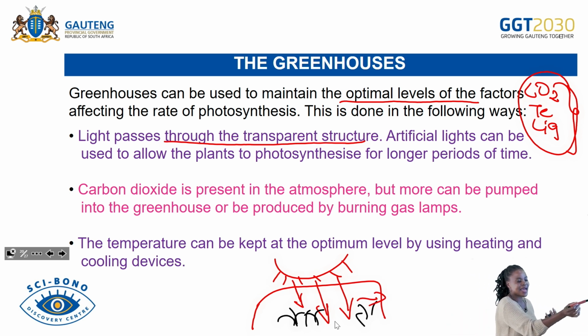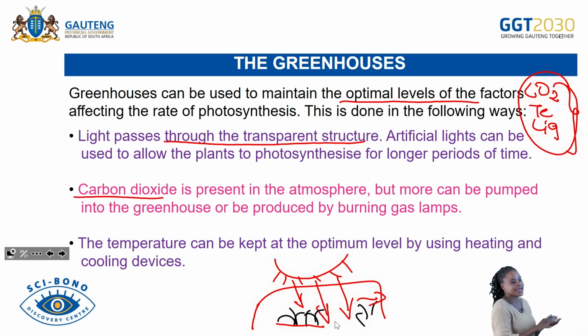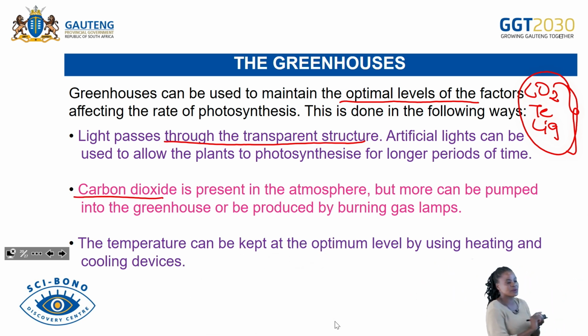Meaning that the sunlight is able to pass through the transparent structure of the greenhouse, and then the artificial light can be used by plants for the process of photosynthesis to take place. Secondly, carbon dioxide. How does carbon dioxide get into the greenhouse?